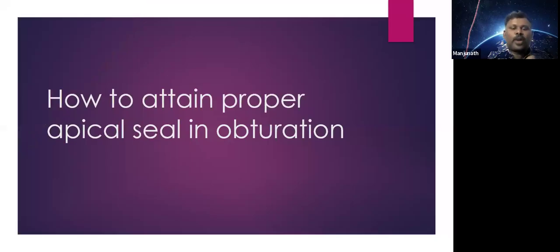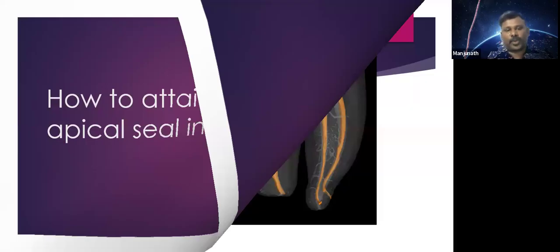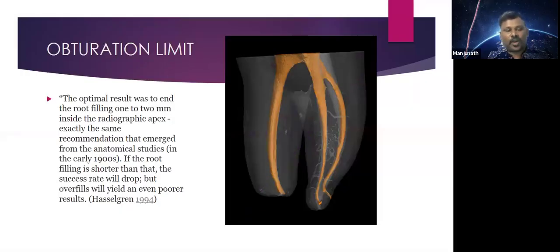So, how to attain a proper apical cleaning in your obturation? The final topic of this lecture. Always your obturation limit should be at the apical constriction. Whenever you see the radiographic view, your obturation material should be within the radiographic apex. It should not go beyond the apex or fall short of the apex. That is, 0.5 to 1 mm from the radiographic apex is an acceptable obturation limit.